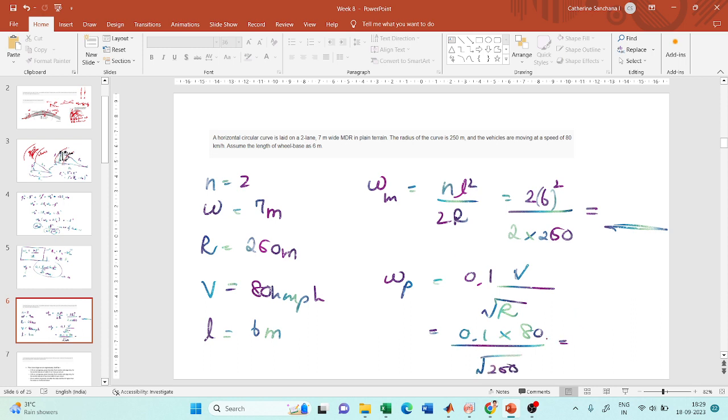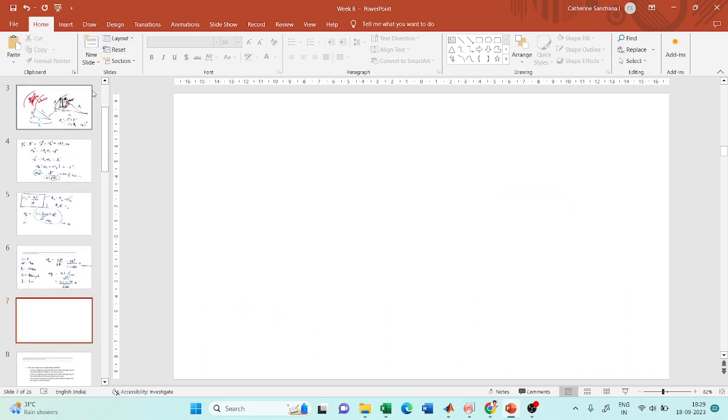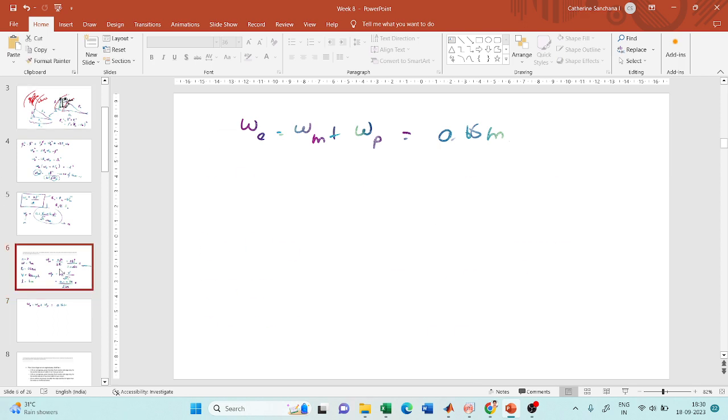Now you have to add, so the total extra widening will be mechanical widening plus psychological widening, which will be 0.65 meters. I will be happy if you calculate the answers and let me know.